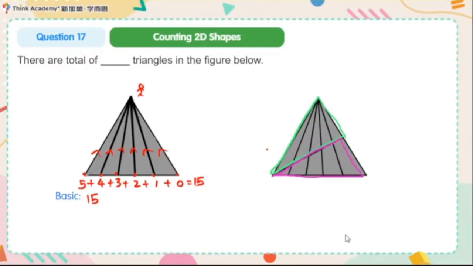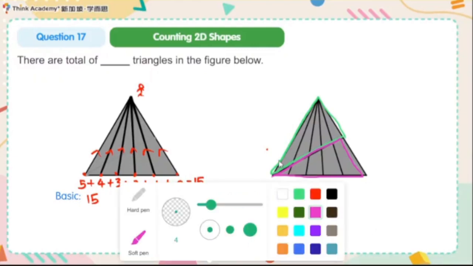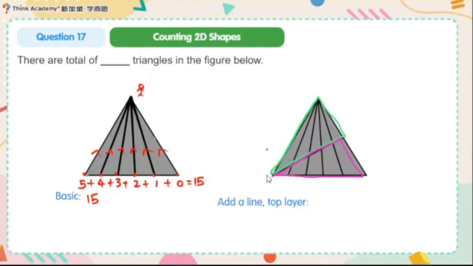All right, so now let's take a look at each of the parts separately. Now, once we add a line, let's look at the top layer. In the top layer, in this big triangle, again, you see that there are a lot of points along one side of the triangle, and they are all shooting up to the opposite peak. So again, you can use the shooting method.